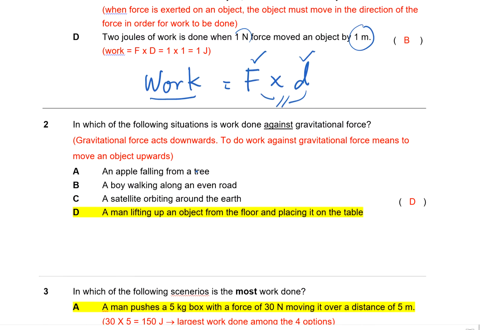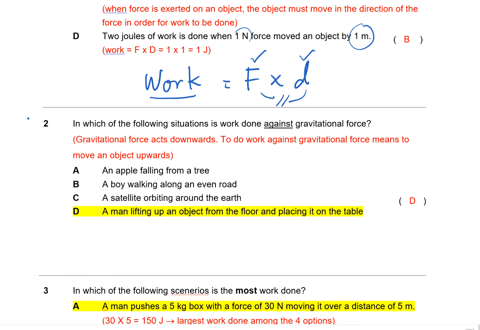Let's carry on. For question 2, if you're doing work against gravitational force, so do note if this is the Earth, okay, the Earth will pull everything down to the middle, and that is gravitational force, right? So it's towards the middle of the Earth. So what does it mean when you say you are doing work against gravitational force? Means that you are actually moving the object in the opposite direction from gravitational force. So you are actually moving the object upwards, in the opposite direction, right? So that's what you mean by doing work against gravitational force.